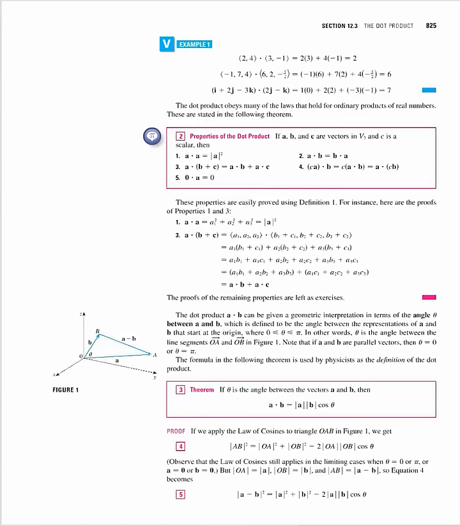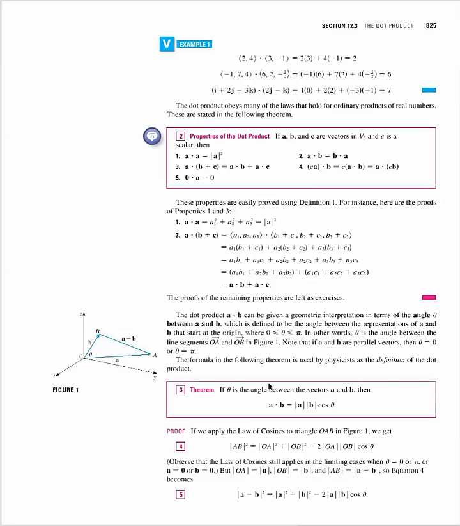Example 1 gives you an example of finding a couple of dot products, and make sure you understand it. Box 2 here is the algebraic properties of the dot product, and again, these are kind of how you would hope it works. Make sure you understand what those are saying.